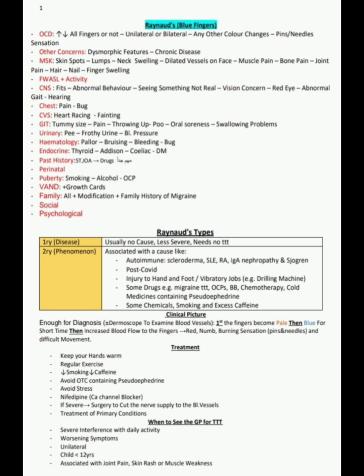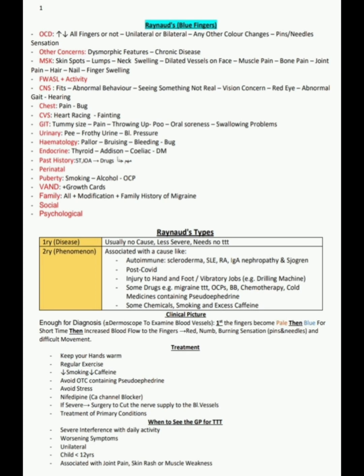Now clinical picture. The clinical picture of Raynaud's phenomena is enough for diagnosis, plus or minus a dermoscope to examine blood vessels. First, the finger becomes pale, then blue for a short time, then blood flow to the fingers increases. That is red, numb, burning sensation, pins and needles, and difficult movement.